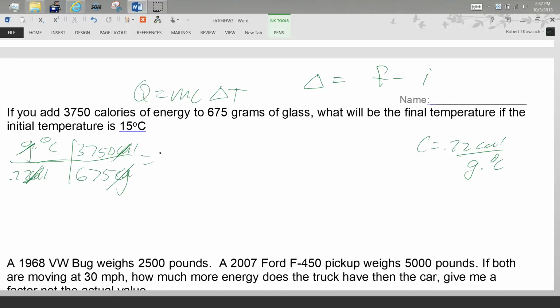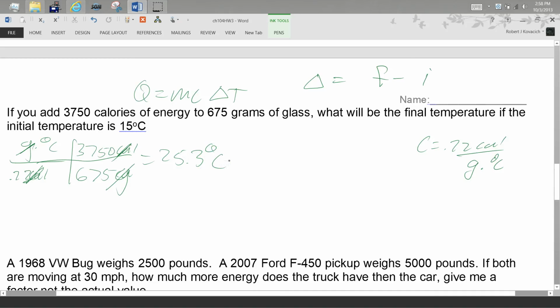3750 divided by 675 divided by 0.22. That's 25. Is that right? 25. I'll say 25.3 degrees Celsius.